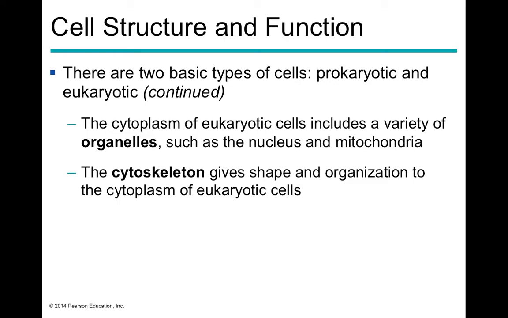Now, as I mentioned, there's a ton of organelles, or miniature organs within the cell that have specific functions. They include things like the nucleus and the mitochondria, which I touched on just a minute ago, but I'll go into in depth in the further slides. It also includes the cytoskeleton, which I didn't touch on much, but I touched on it when we talked about the plasma membrane. And the cytoskeleton is the scaffolding that helps give shape, structure, organization to the cytoplasm and the plasma membrane of the eukaryotic cells.